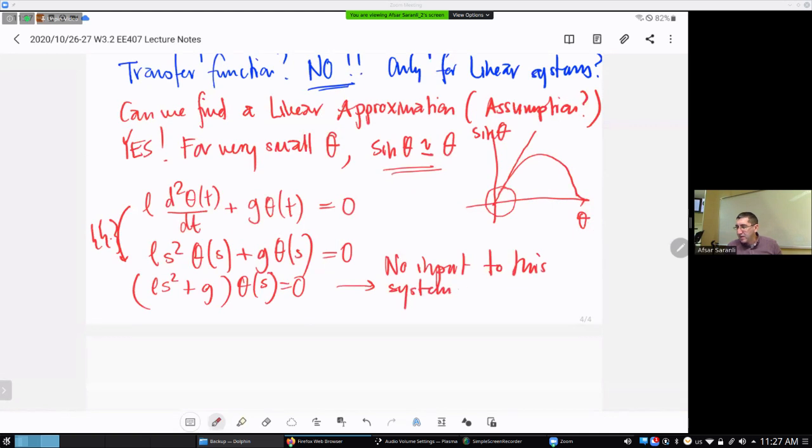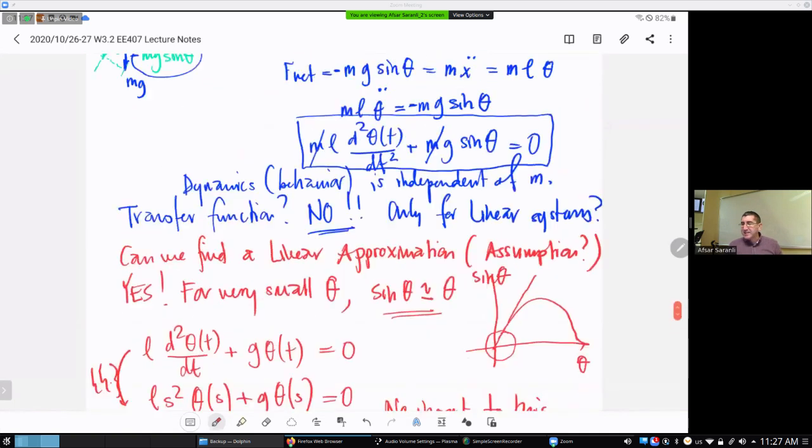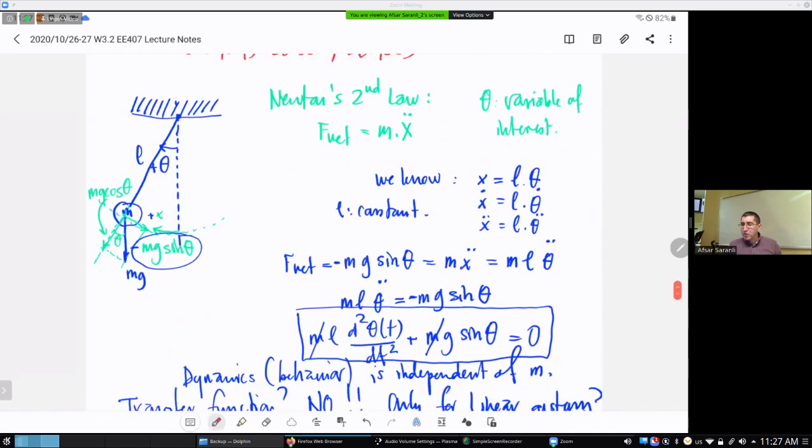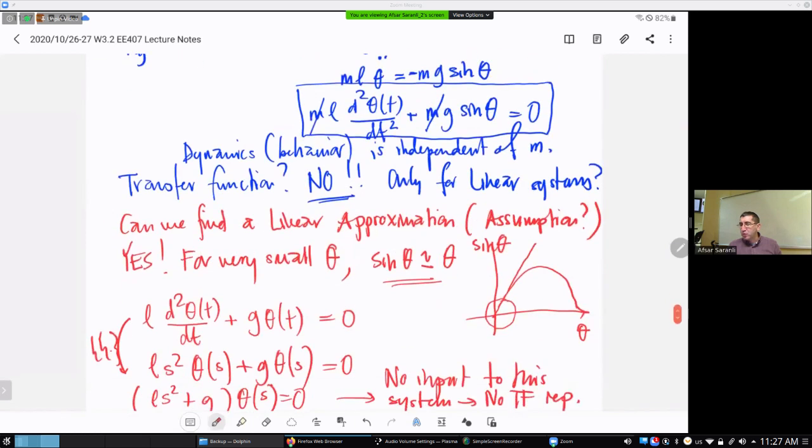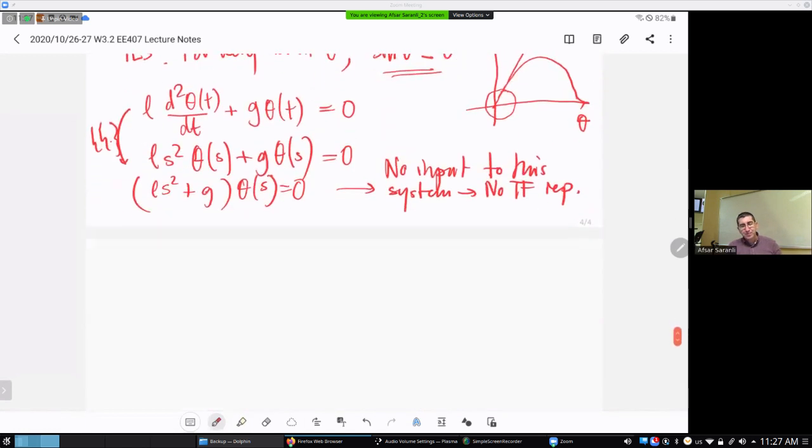Therefore, no transfer function representation. Okay, obviously we can easily fix that. For example, I can introduce a torque at the joint, in which case my equation will be equal to the input torque, and that's going to make it possible to obtain essentially a transfer function. Okay. All right. Any questions?